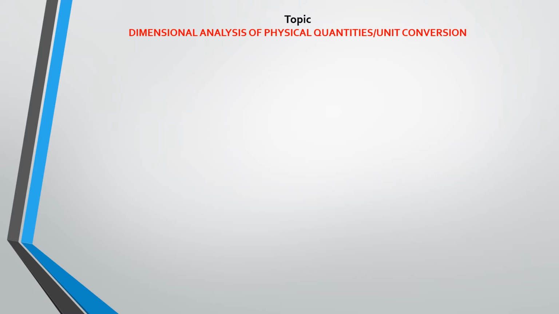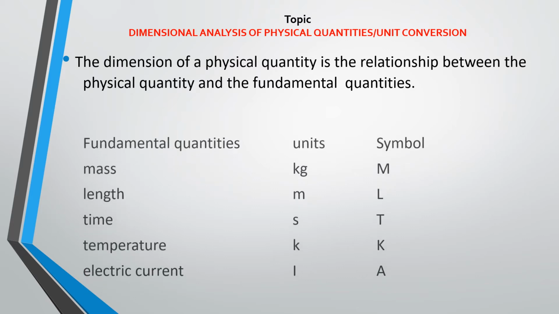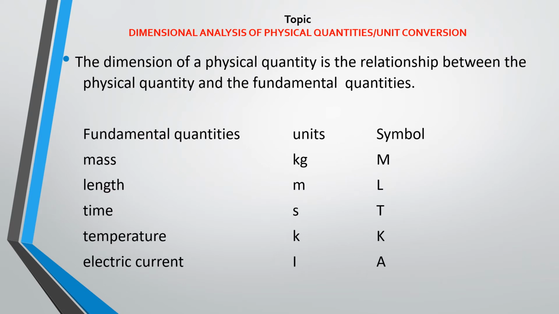So right away, we're looking at dimensional quantities. The dimension of a physical quantity is the relationship between that physical quantity and the fundamental quantities. We talked about fundamental quantities in our previous video, and we said that those are basic quantities of measurement. Each of those fundamental quantities has its unit and its symbol. You use the capital letter of the fundamental quantity as a symbol for the dimensional aspect of it. For mass, the symbol is capital M and the unit is kg.